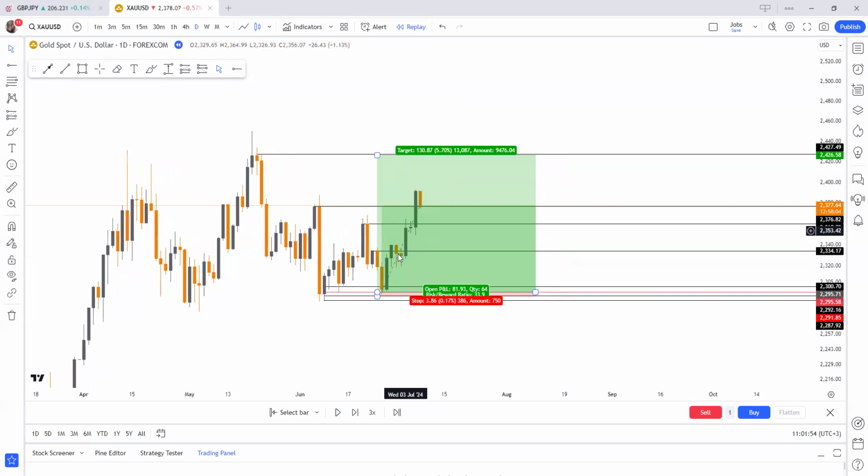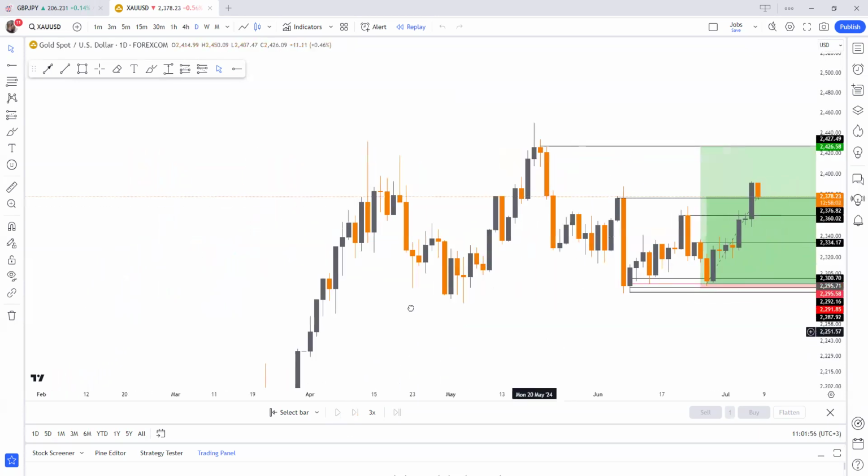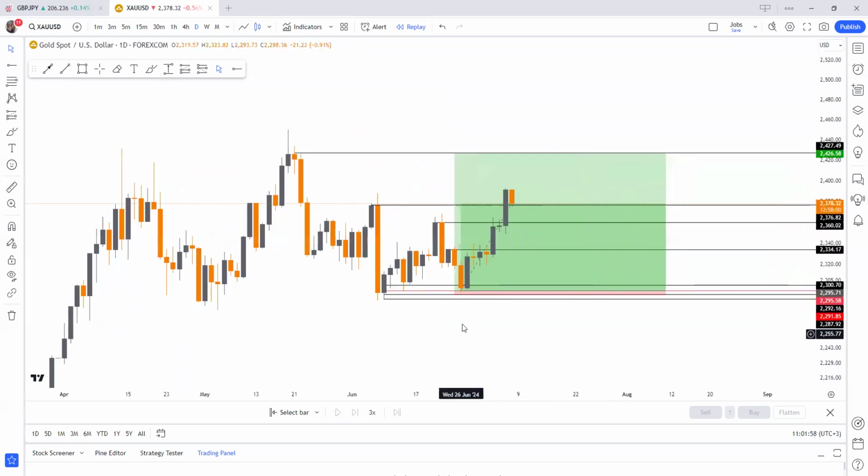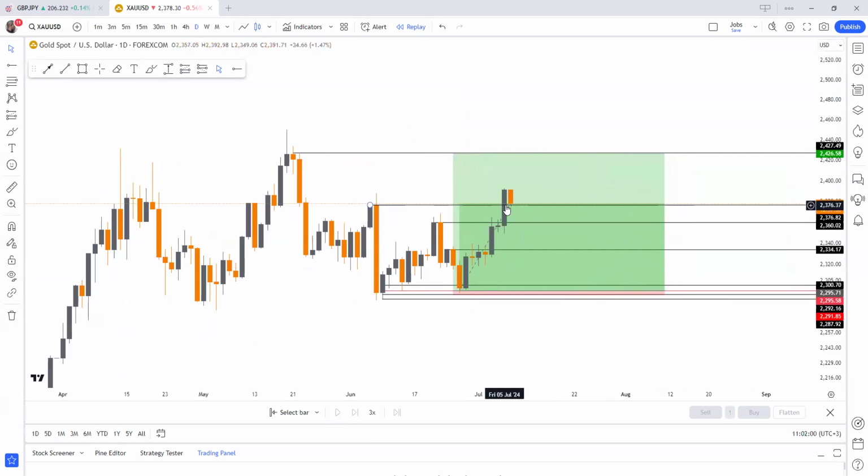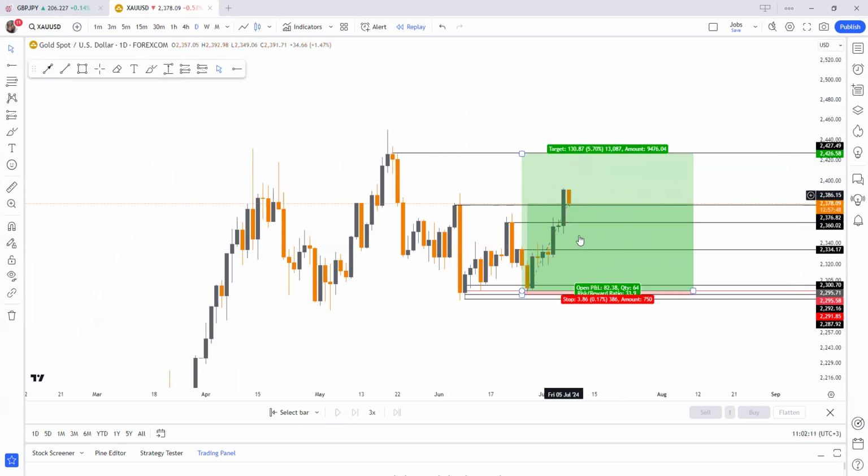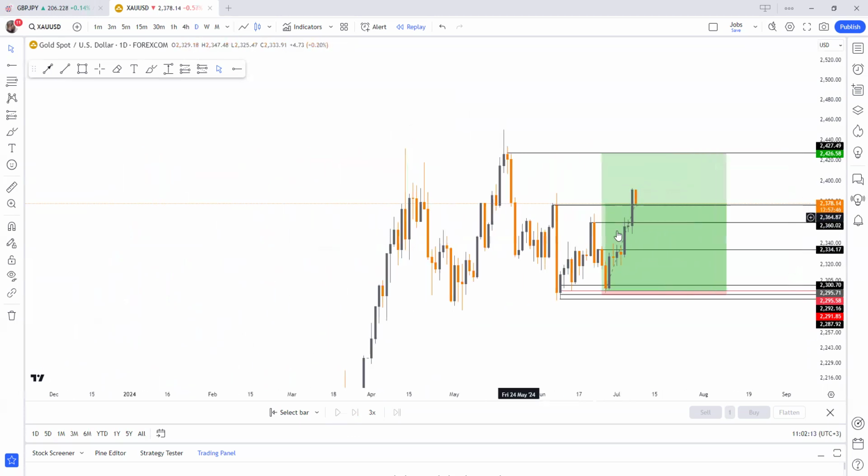It closed above this structure, we keep holding. Price closed above this structure, we keep holding. Closed above this structure, keep holding. So no matter what happens to the price, even if we have some little pullbacks to the downside, there's nothing that can stop us from holding until this further point here.